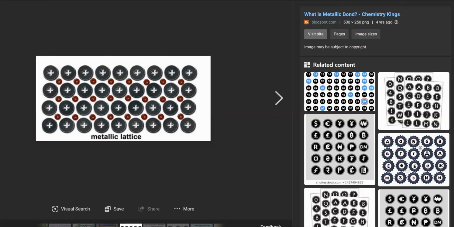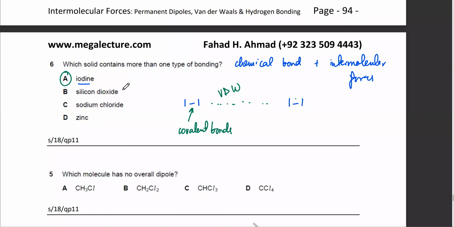So remember, most giant structures, whether it's giant covalent structures like diamond, or giant ionic lattices, or giant metallic, they only have one type of bond. That's it. Intermolecular forces only exist in simple covalent molecules, because they form independent molecules and they're going to have different types of attractive forces between them.